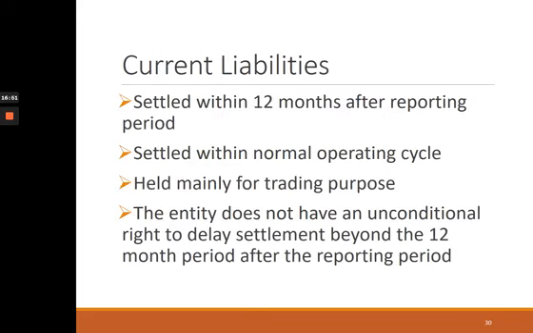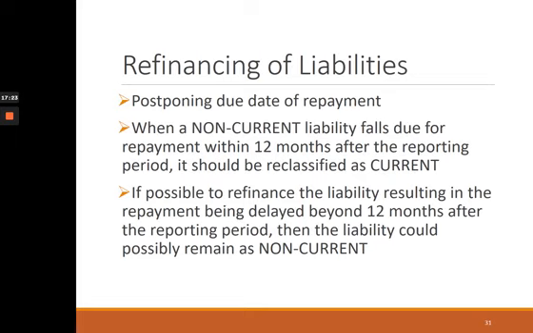Your current liability definition would be the opposite of your current asset definition. Instead of being realized, current liabilities would be settled within 12 months after reporting period. They are settled within the normal operating cycle, and they are held mainly for trading purposes. The entity does not have an unconditional right to delay the settlement beyond 12 months after the reporting period. So that's how you know what a current liability would be.